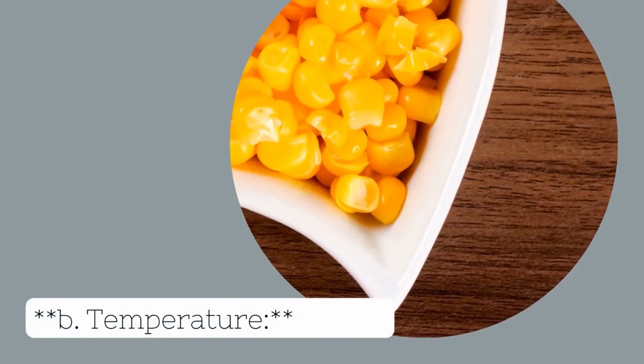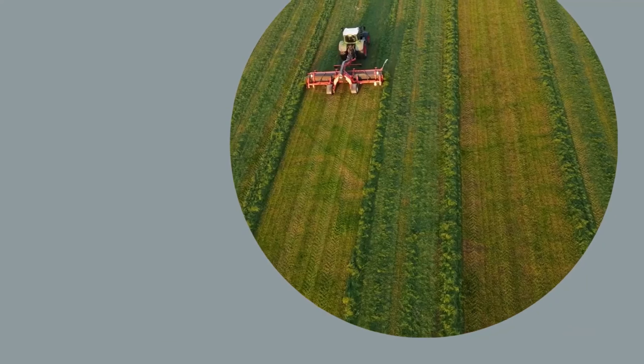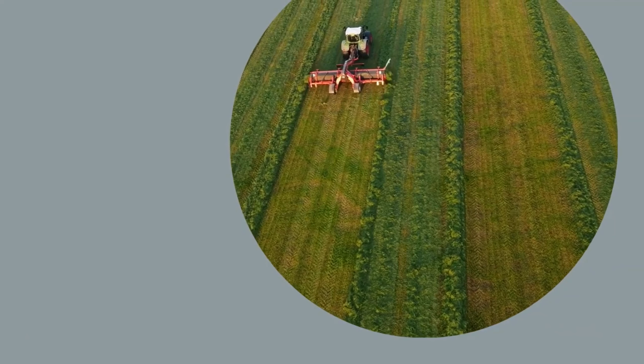A. Soil quality. The type and quality of soil play a fundamental role in corn plant growth. Corn plants thrive in well-draining, loamy soil that is rich in organic matter. Soil pH levels should ideally range between 6.0 and 6.8. Proper soil preparation, including tilling and amendment with compost or organic matter, helps provide the necessary nutrients and structure for healthy root development.